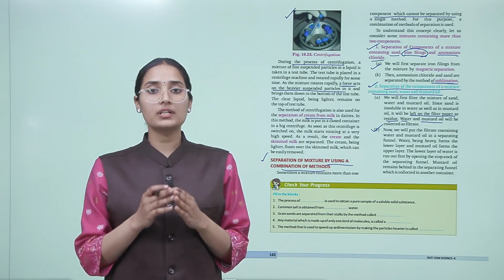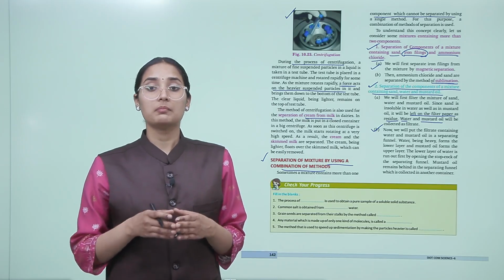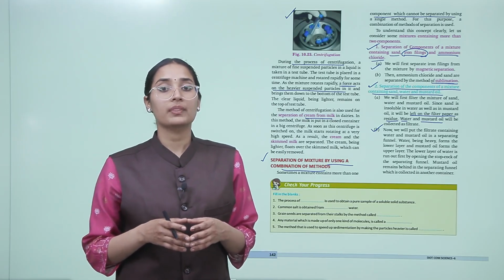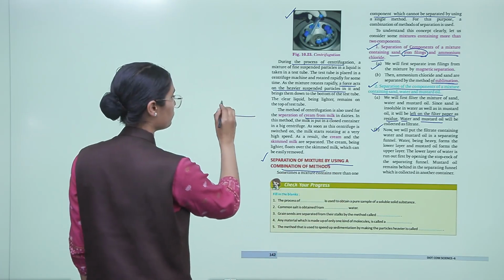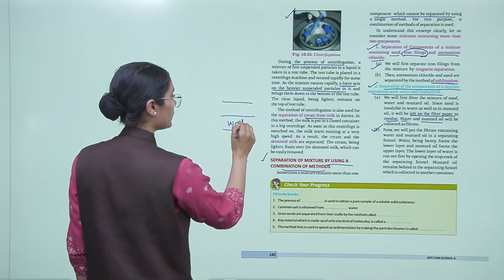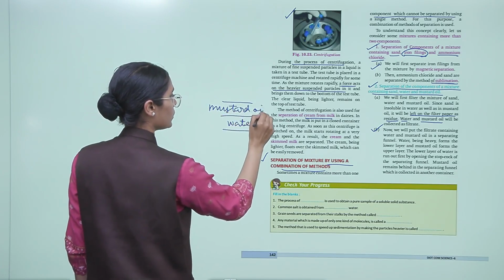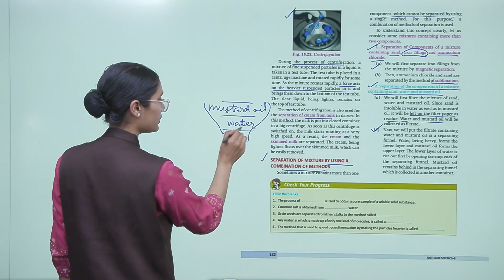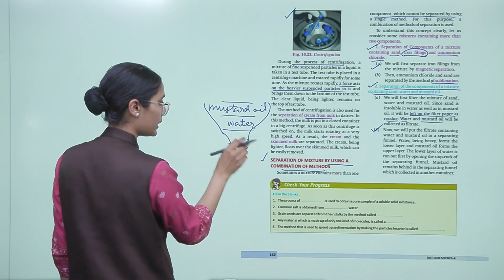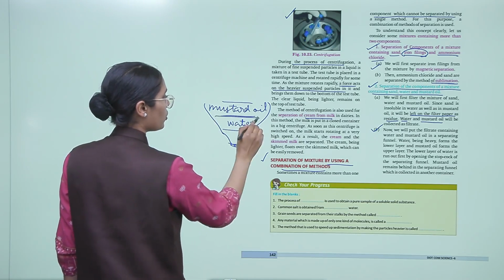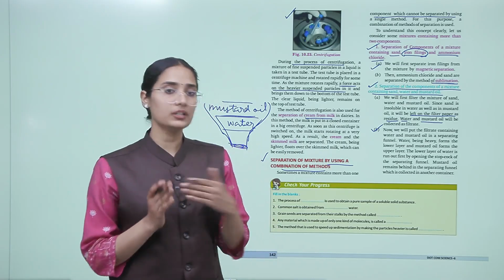So, the lower layer of water is run out first by opening the stopcock of the separating funnel. Mustard oil remains behind in the separating funnel, which is collected in another container, right. So, once these 2 layers have been formed, the lower one being the water and the upper one being the mustard oil, we can open the funnel and then carefully close the stopcock once all the water has been removed from this funnel, right. Now, let us go to the next page.